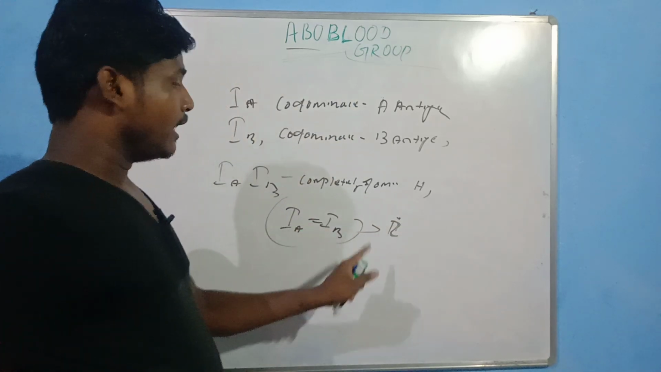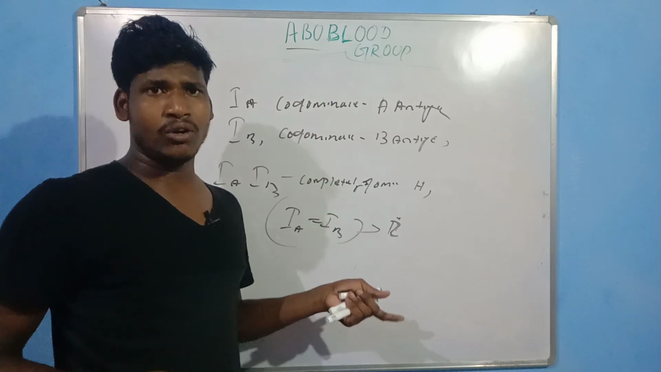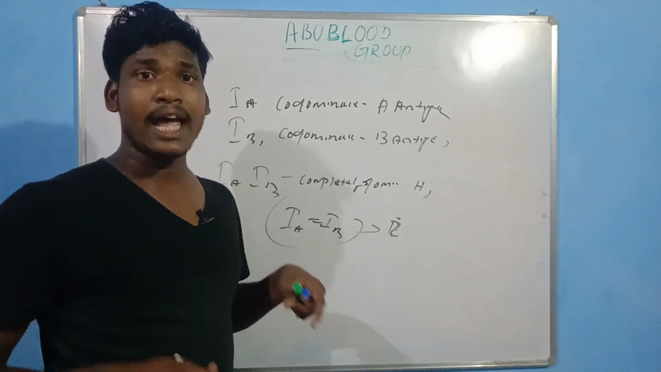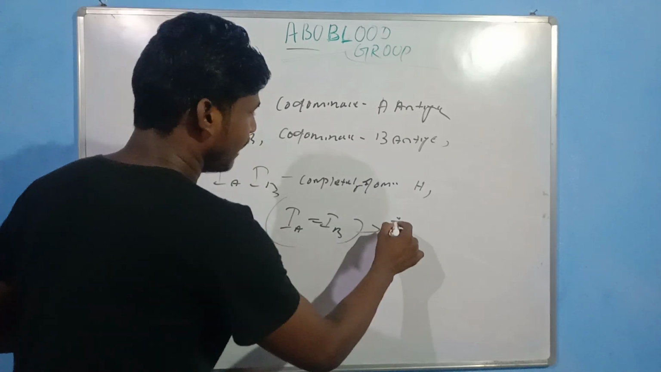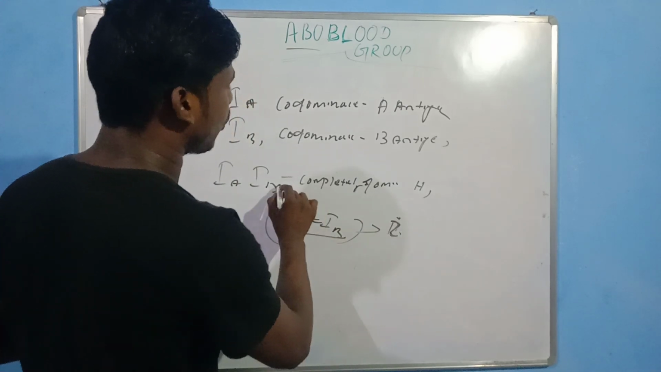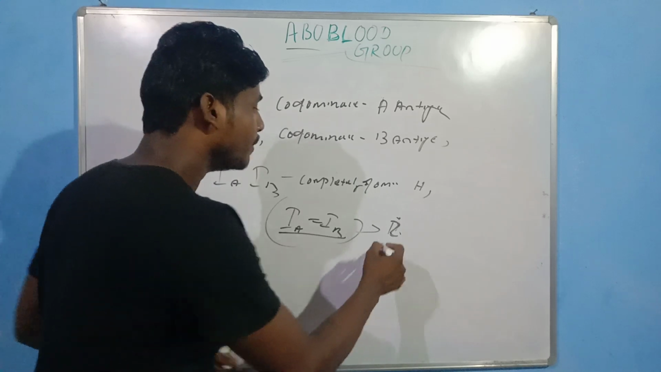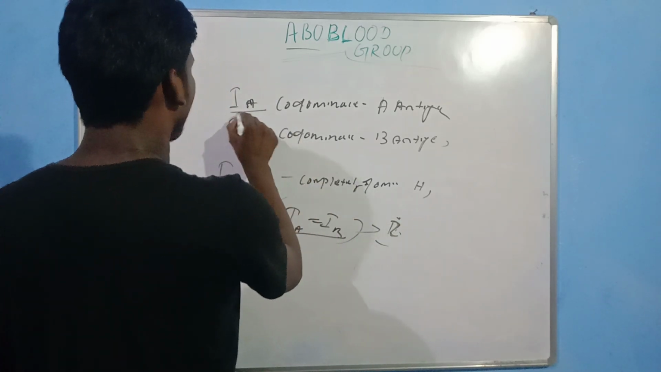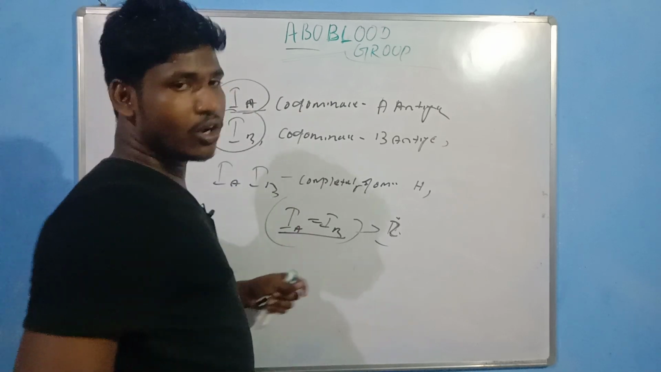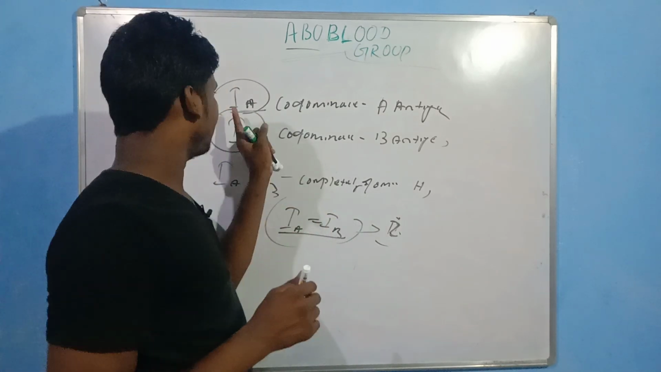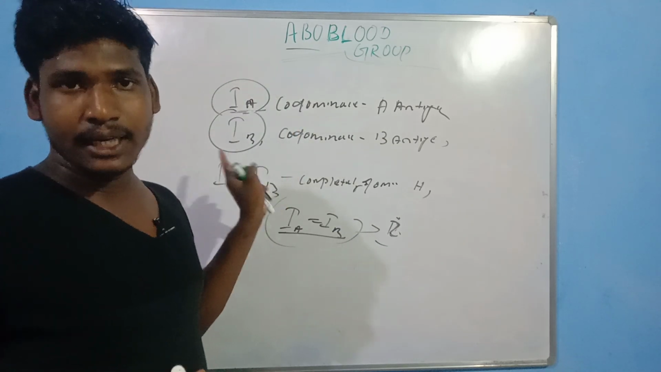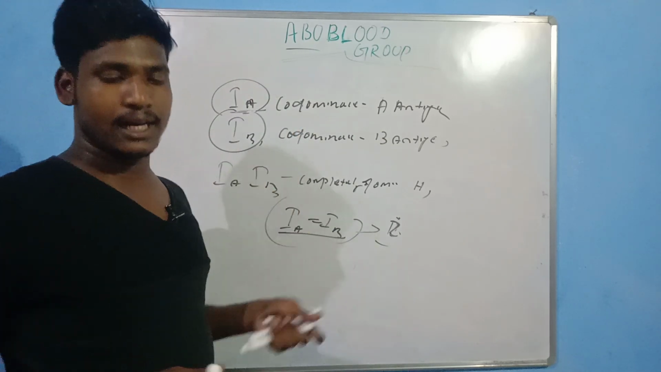Okay, so the H molecule fails to specify A or B blood group. The I allele is called completely dominant over the H molecule. IA is the allele form that produces the A antigen, and IB produces the B antigen.